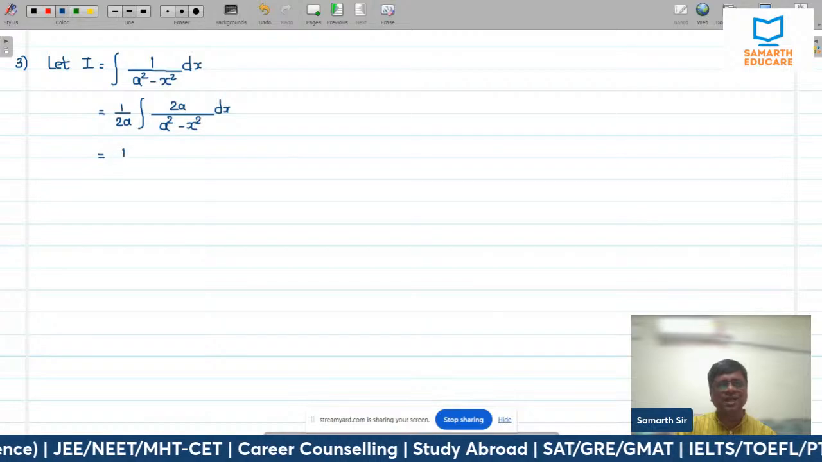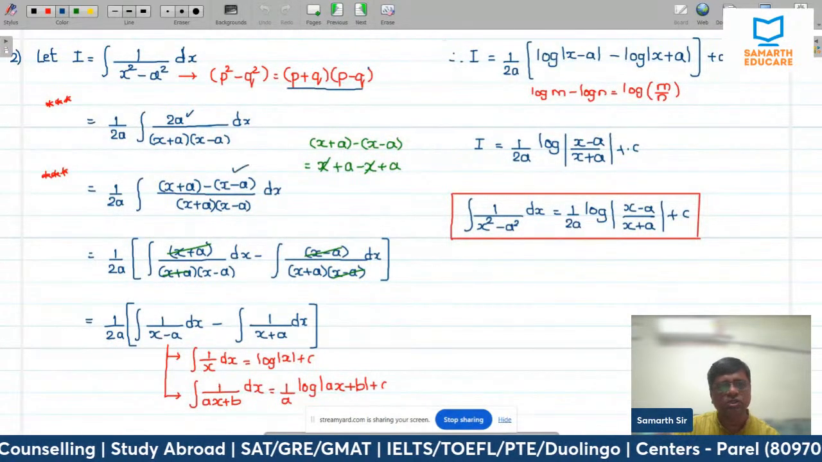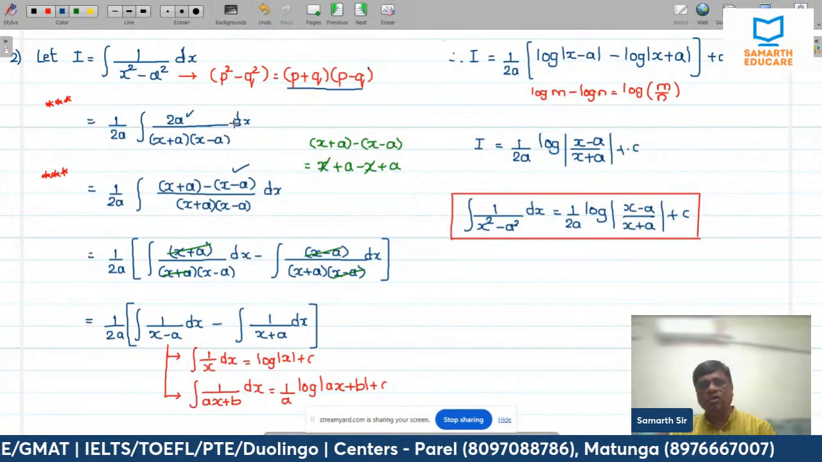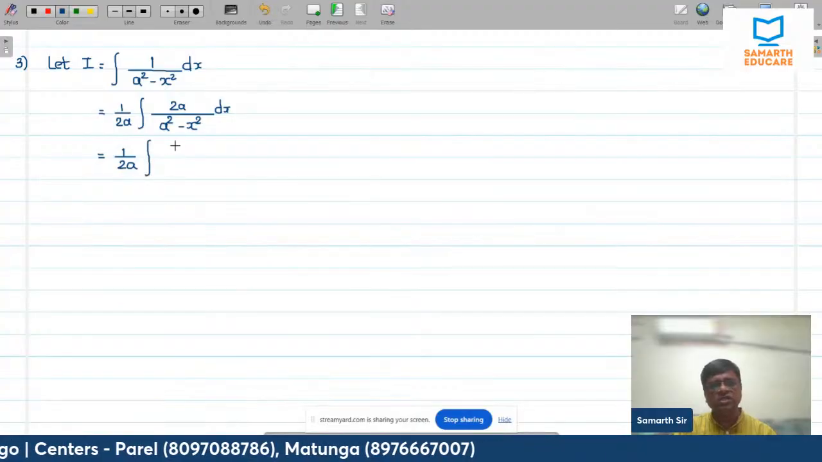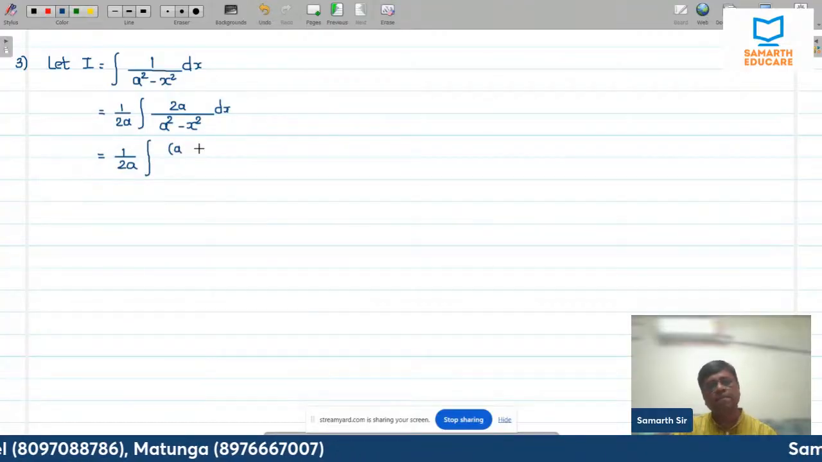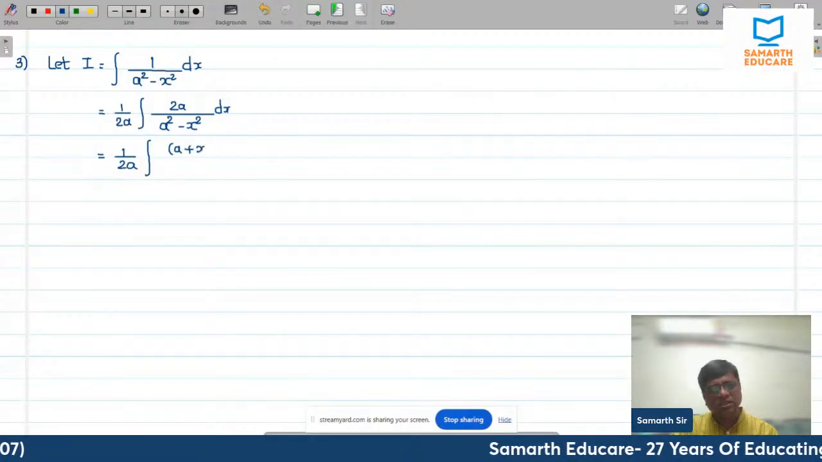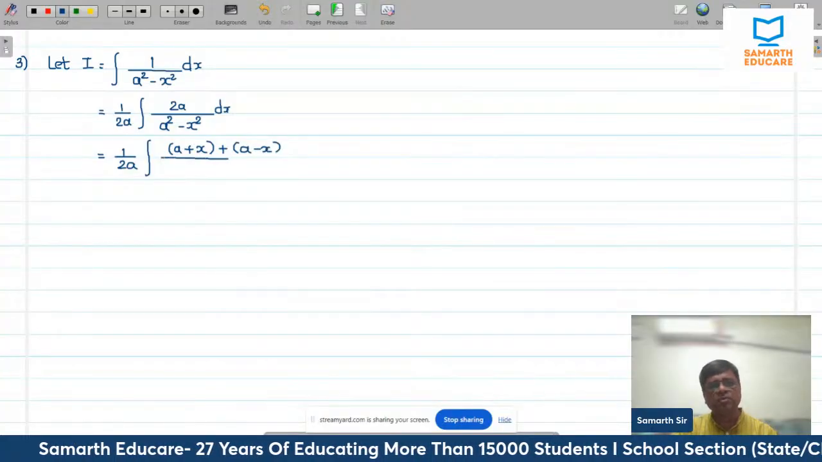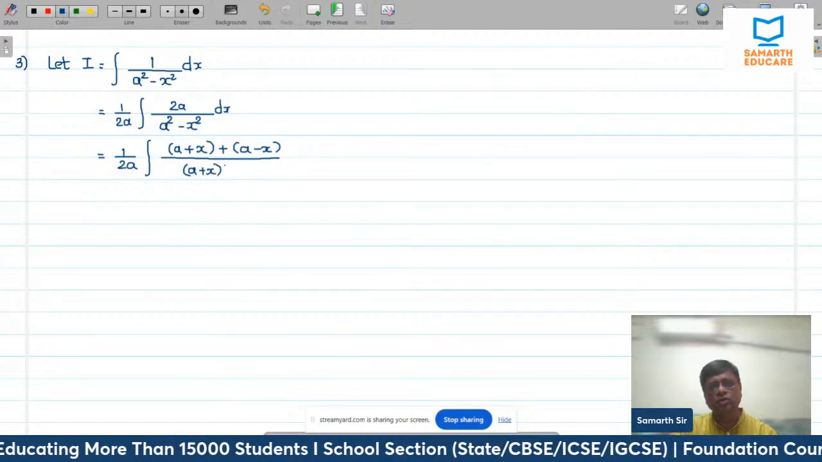Now this adjustment is again very important. Look at the adjustment done over here, this step, x plus a minus x minus a. All right, now here the adjustment is again very important. The adjustment is a plus x plus a minus x, addition done here, and the denominator is a plus x into a minus x.